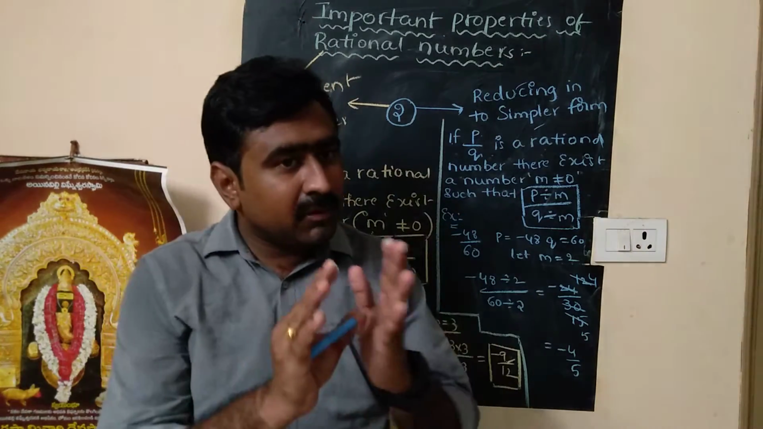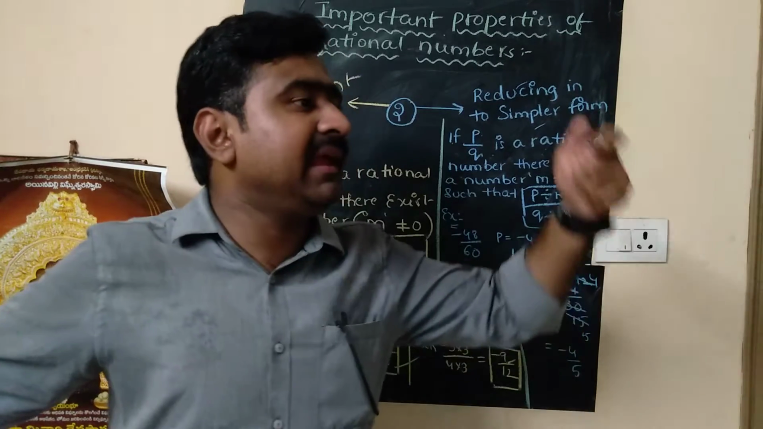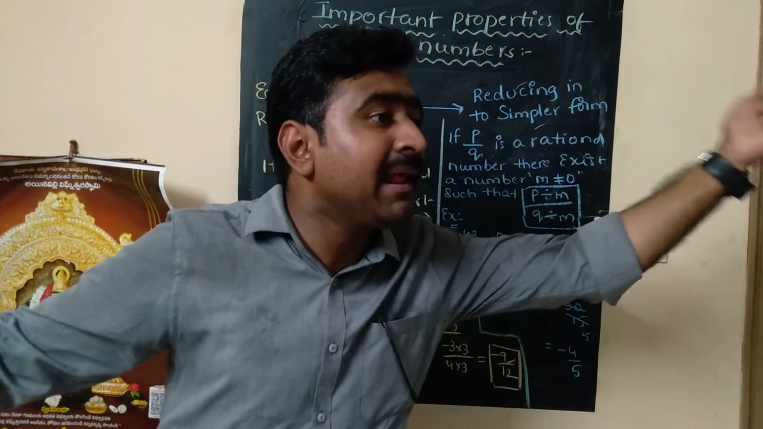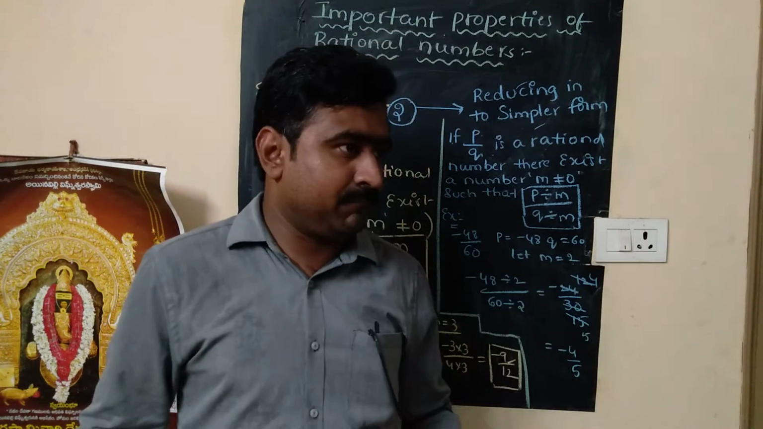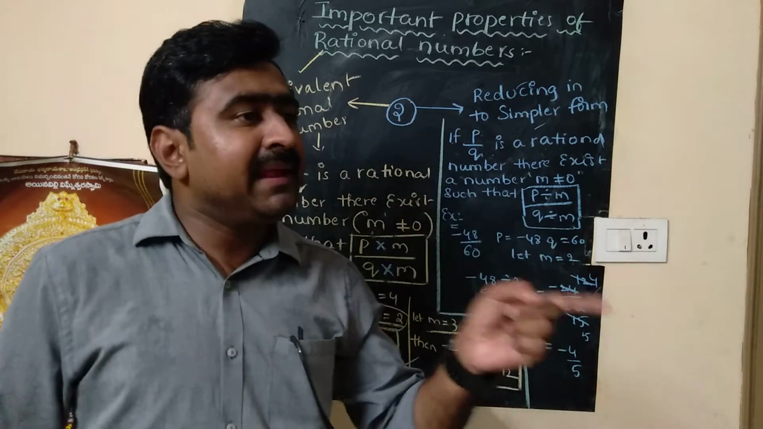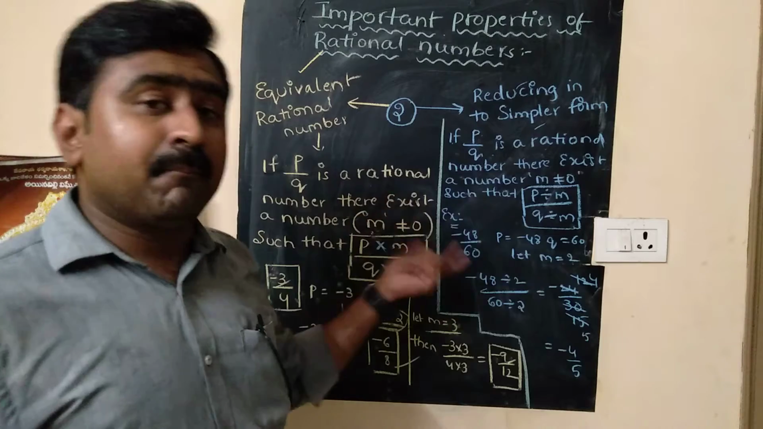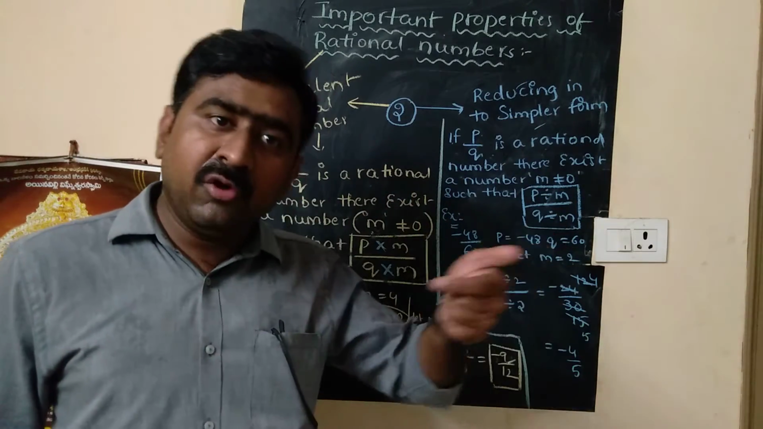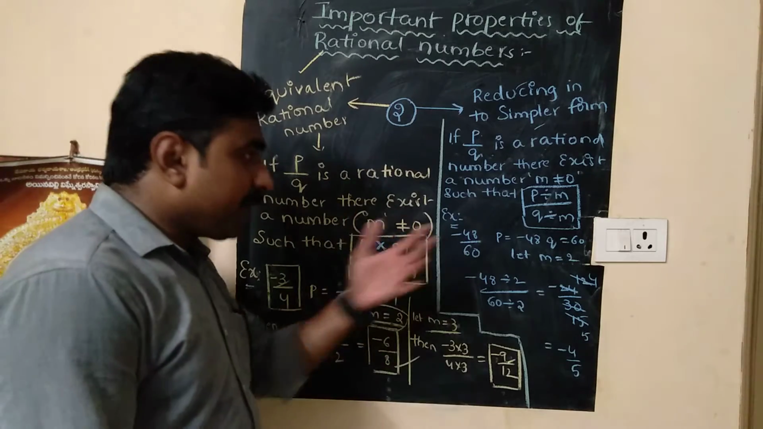Got it or not? So now the basic difference between equivalent form and simpler form is, in equivalent form we are multiplying by m, but in simpler form we are dividing by m. So p by q is nothing but p into m divided by q into m gives the equivalent form, but p by m divided by q by m gives the simpler form. Is that the basic difference or not? Just now applying the same definition.